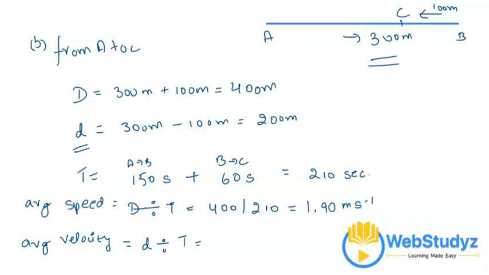In the previous part, the displacement and distance were equal, but here displacement is different. That is 200 divided by 210. So the correct answer on calculation is 0.95 meters per second. So let's jot down the final answers.